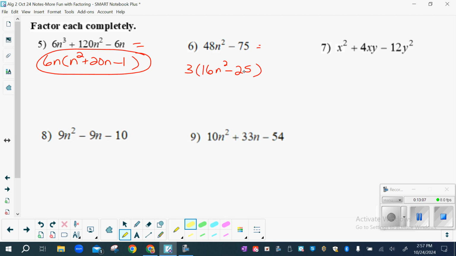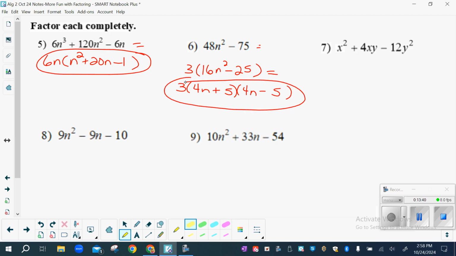So now how do we factor that? Right, those are perfect squares. That's right. So you can take the square root of each one of them. So what's the square root of 16n squared? 4n. So we're going to put 4n and 4n. What's the square root of 25? 5. And so what would I put in my signs? Plus and minus. So that's the difference of 2 squares there.